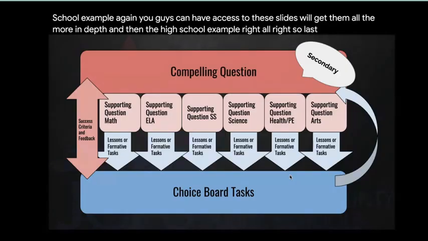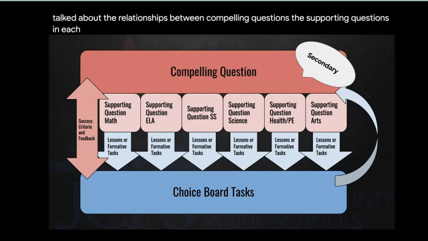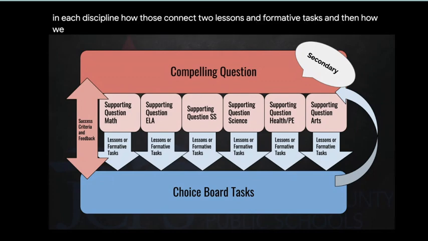So here's a middle school example. Again, you guys can have access to these slides to look at them a little bit more in depth. And then the high school example, right? All right. So last NTI 1.0, we talked about the relationships between compelling questions, the supporting questions in each discipline, how those connect to lessons and formative tasks, and then how we build out those success criteria and feedback all along the way.